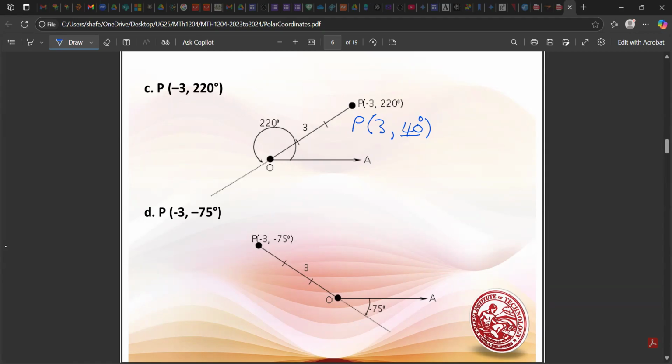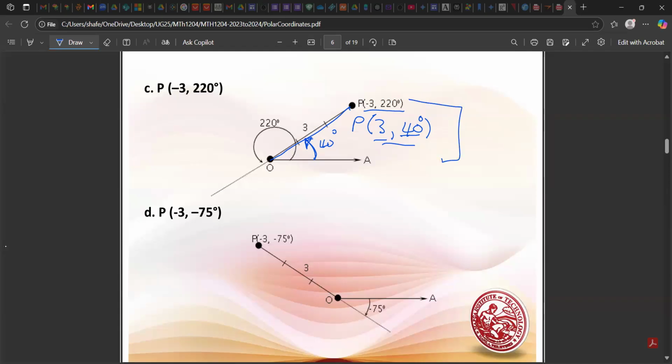Positive 40, going this way, 40 degrees, and 3 units this way. Oh, I did say 180 minus 220, the other way around: 220 minus 180. So this here is 40 degrees, and the length is 3 units. So 3, 40 degrees is the same point as -3, 220 degrees. Keep that in mind. And of course, you can keep rotating round and round and have an infinite number of angles, so let's stick with these two alternatives.